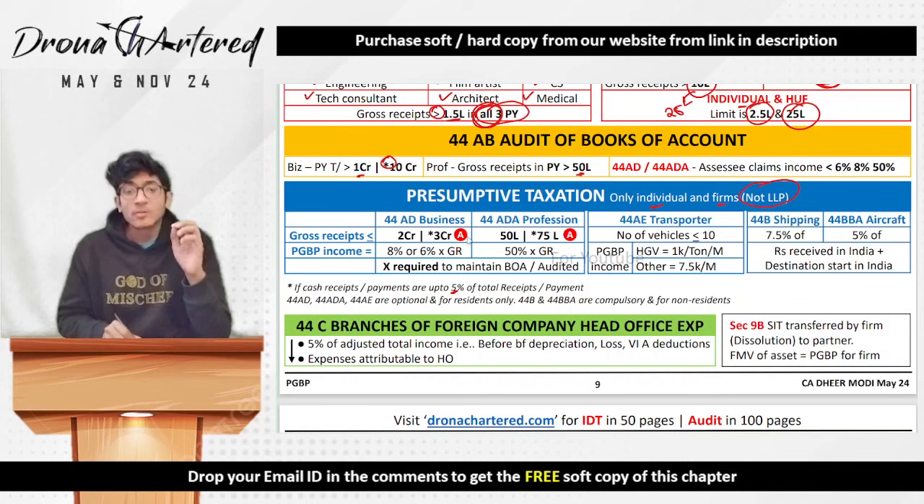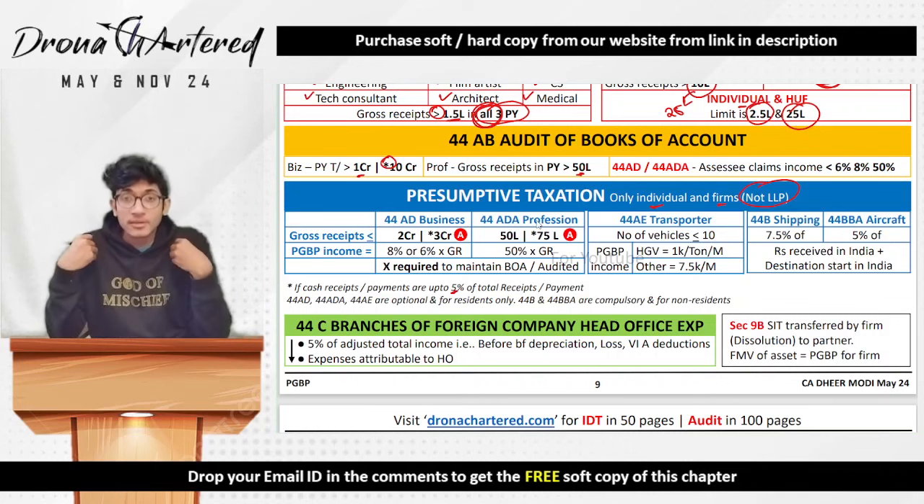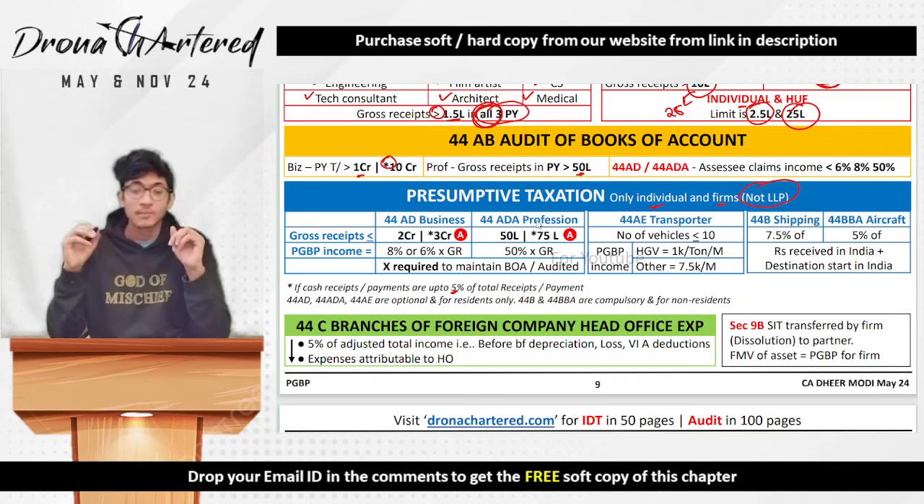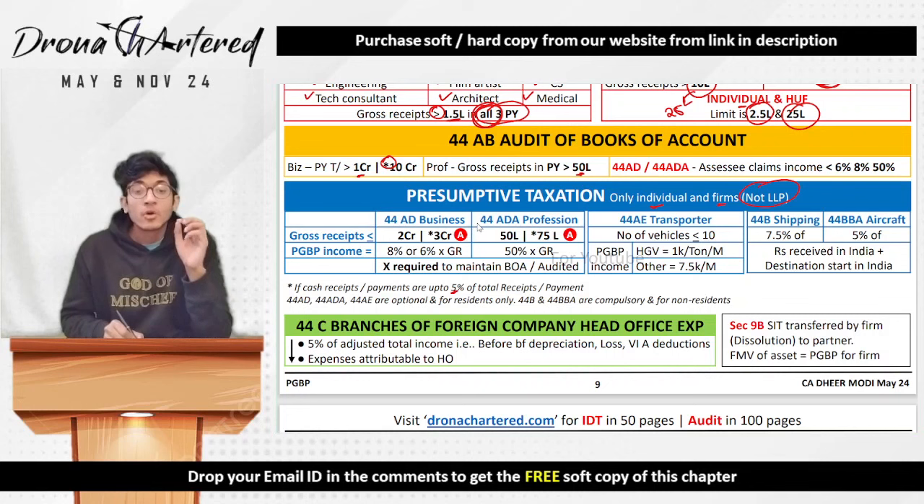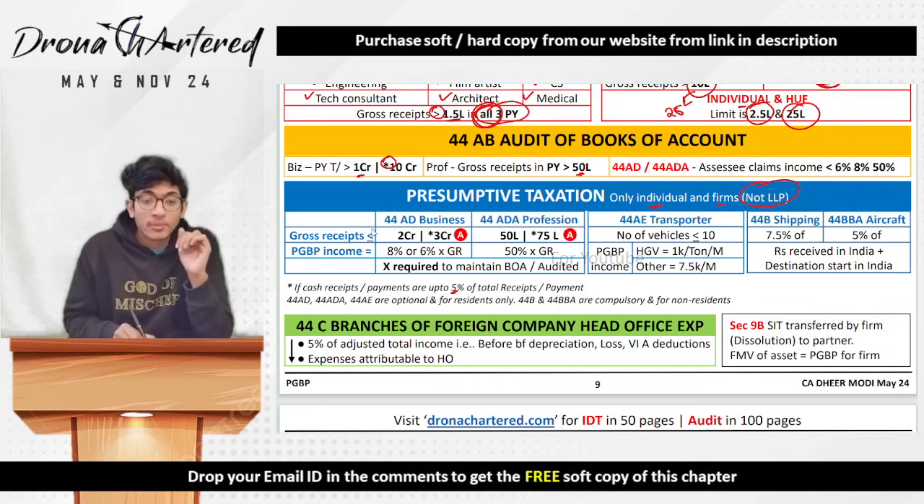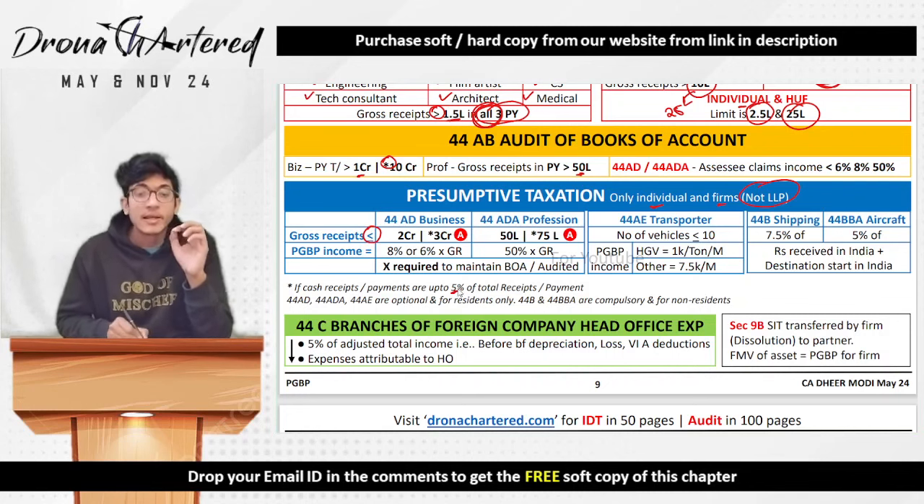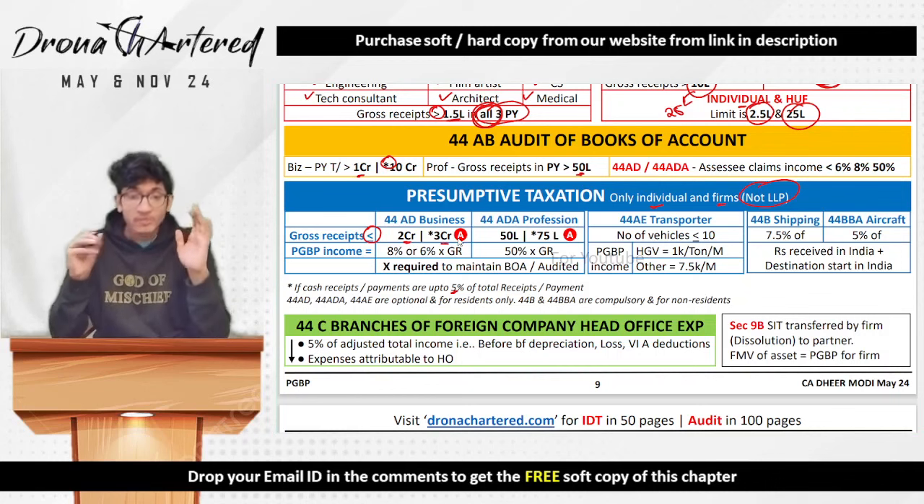44AD talks about businesses, 44ADA talks about profession. That means if the businesses do not want to compute their income, they can directly compute their PGBP income as a certain percentage of their turnover or gross receipts. So 44AD is for businesses whose gross receipts are less than or equal to 2 crore or 3 crore. This is the same limit that we studied, and this is an amendment. So make sure you remember this.